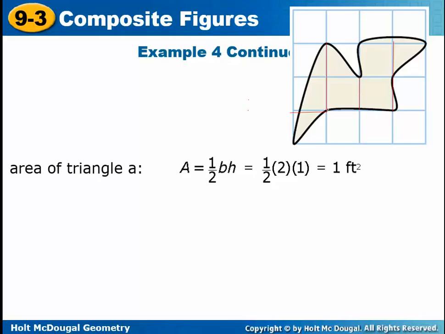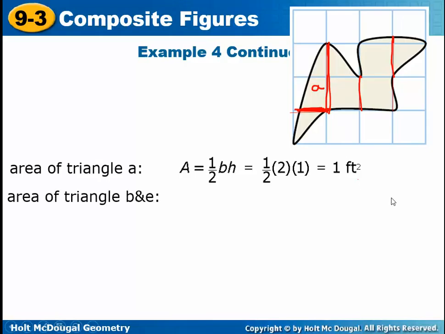And I'm going to divide this into triangles. Let's see. Here's a trapezoid. Here's a rectangle. So I've got this triangle right here I'm going to call triangle A. And I would find that by taking 1/2 base times height. And the base here is 2, and the height is 1. So 1/2, 2 times 1 is just 1. Okay, there's my triangle A.